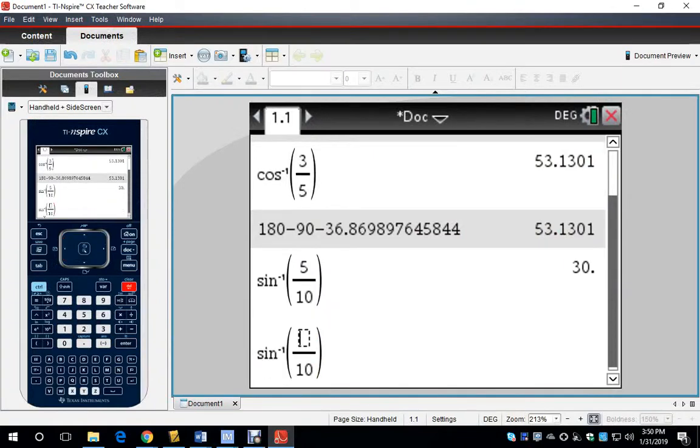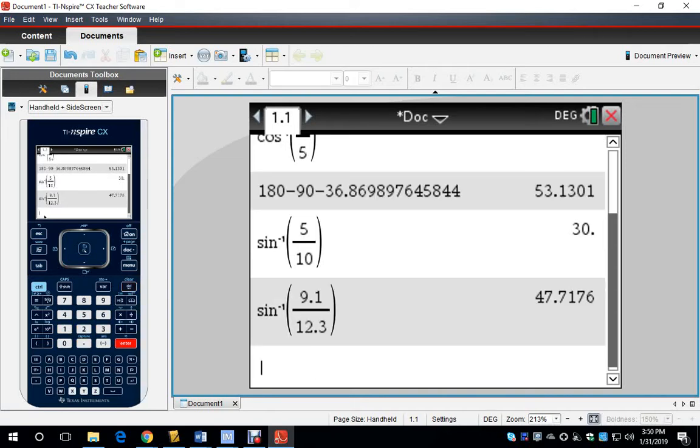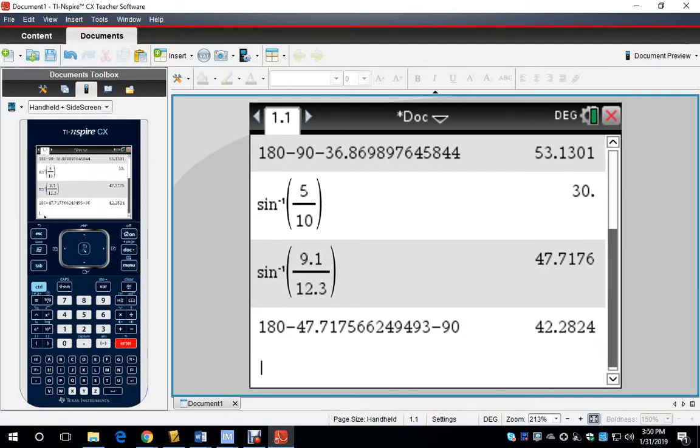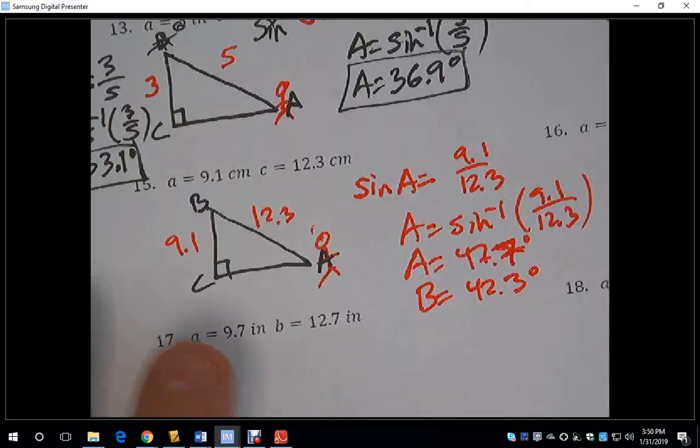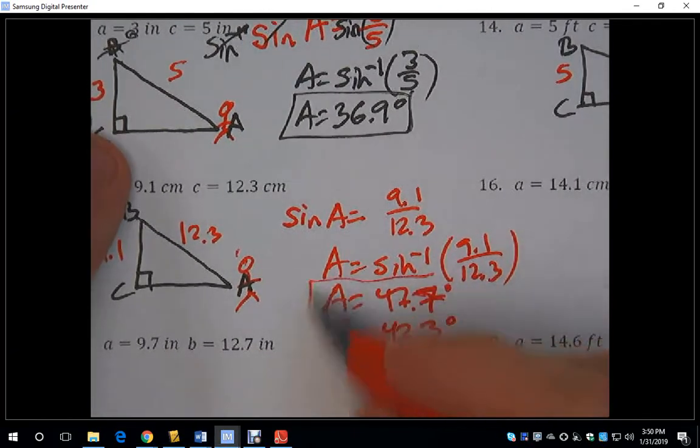And that's going to give us the inverse of sine of 9.1 over 12.3, I think I said that wrong, 12.3, to get 47.7. So angle A is 47.7. Then I'm just going to subtract all of these from all my angles, 180 minus this angle, minus 90 gives me 42.3. So angle B must be 42.3 degrees. So there you go.